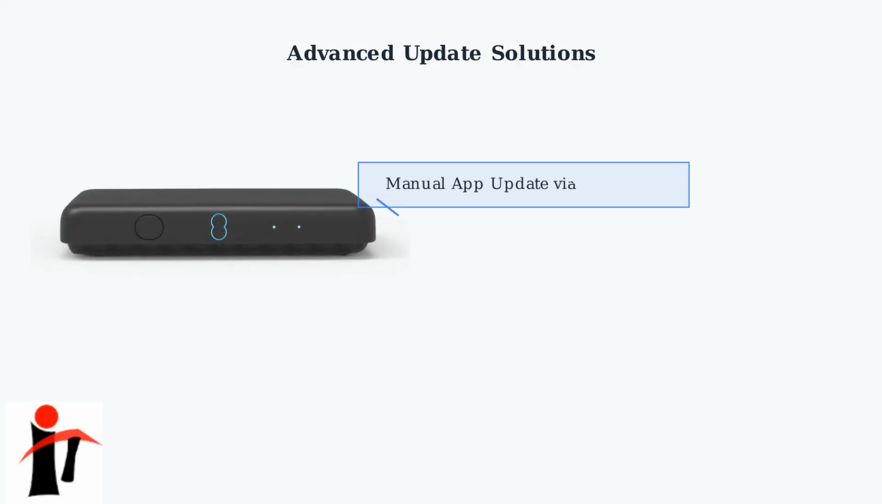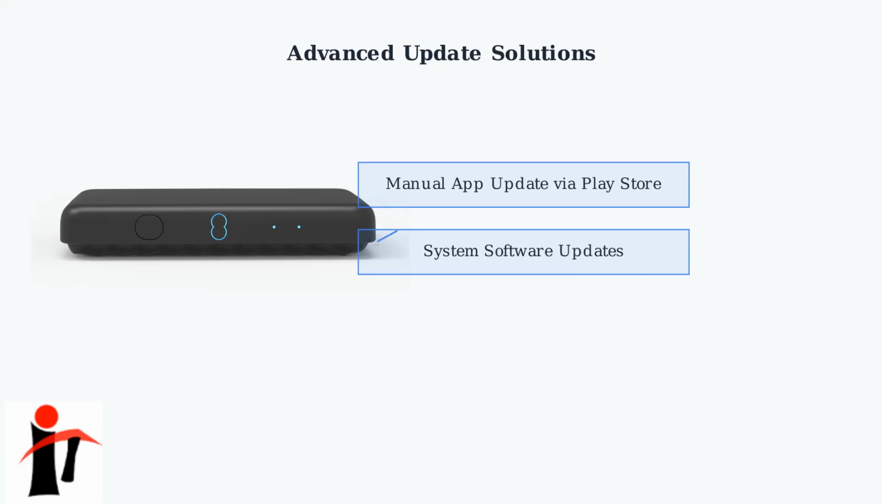Moving on to advanced update solutions, these methods address app and system-level problems that prevent Netflix from updating properly on your EE box. For update-related issues, manual intervention is often required. Start by manually updating the Netflix app through the Google Play Store on your EE box. Check for system software updates through your EE settings menu.